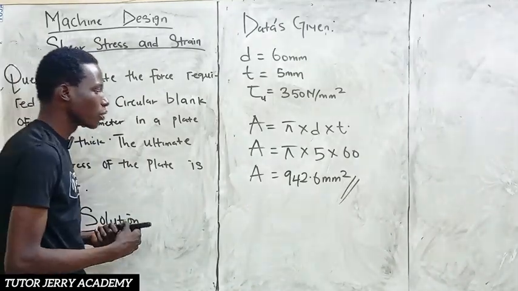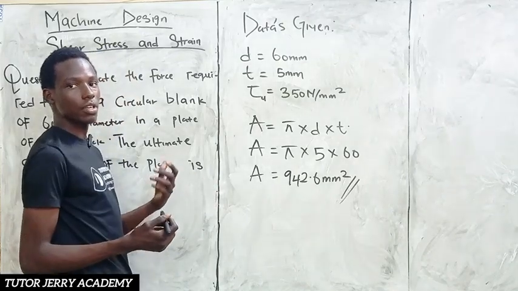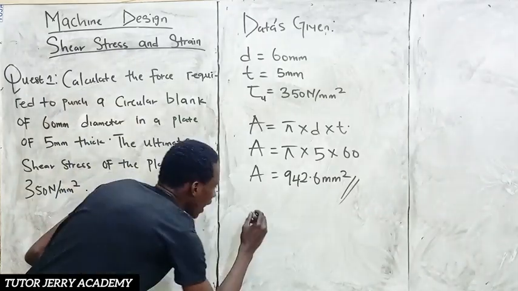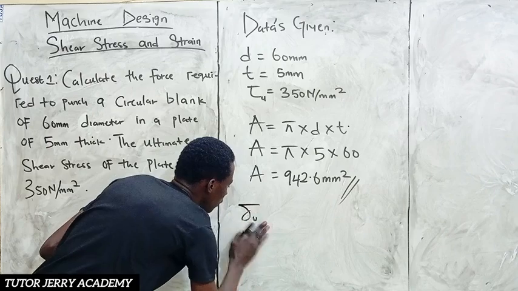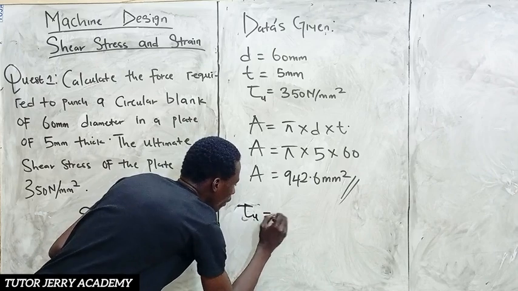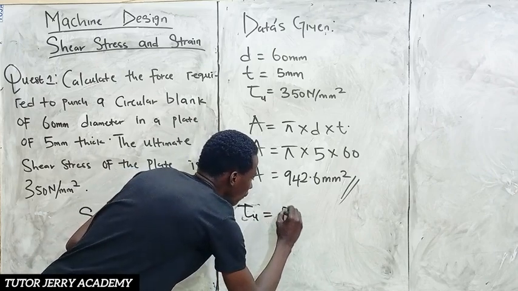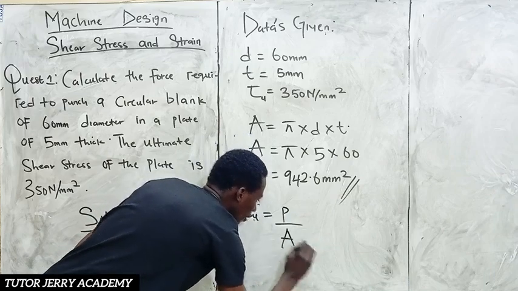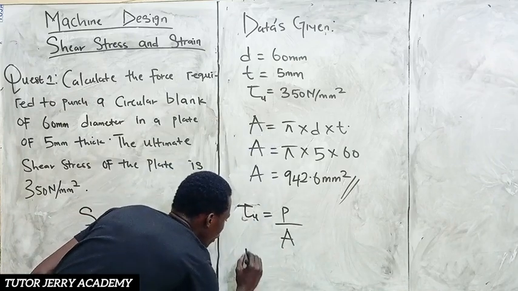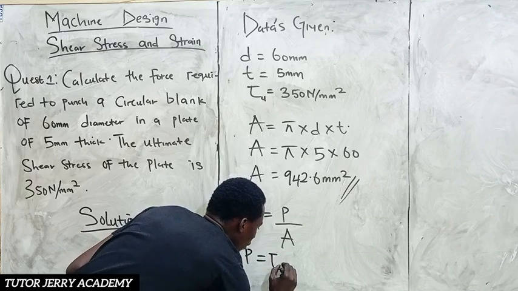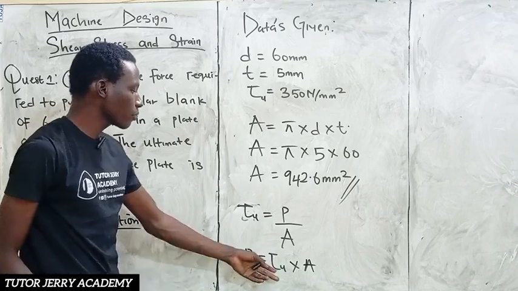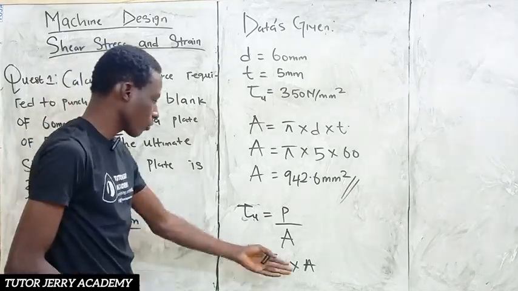How do I do that? We know that shear stress is equal to resisting force all over cross-sectional area. So tau, which is our stress here, will be equal to P all over A, the area. So if we make P the subject, it implies that P will be equal to shear stress multiplied by area. Of course, we have ultimate shear stress multiplied by area.